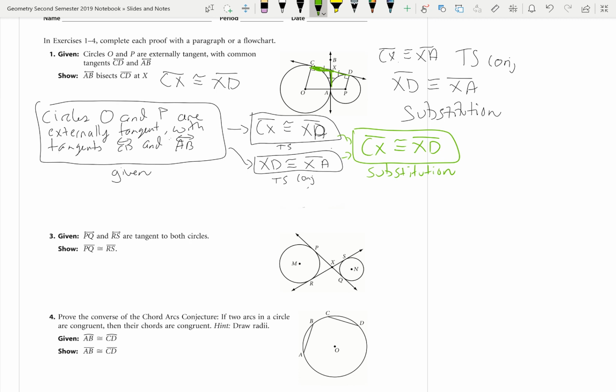Which means then that AB bisects CD at X. And that's by the definition of bisect.